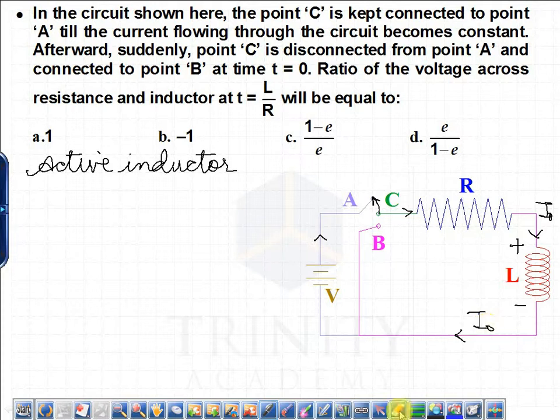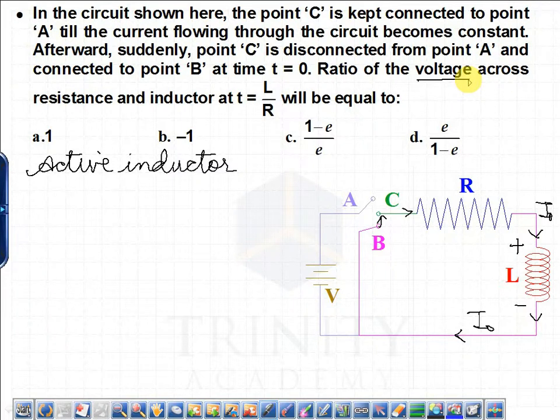Now when the circuit is bypassed from the battery part, it is given that the switch C, or the point C, is connected to point B. So when point B is connected to point C, as discussed earlier, the inductor retains the memory of the current and the current still flows in the same direction in the circuit. Now the question is related to the voltage. It is not related to current.